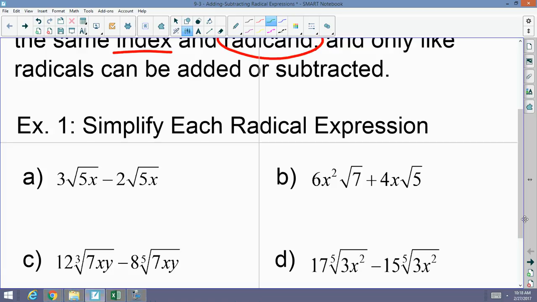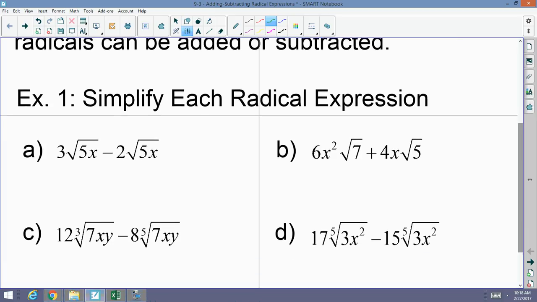So for example, let's simplify each radical expression. All right, here you got 3 square roots of 5x minus 2 square roots of 5x. Pretty simple. This is going to equal 1 square root of 5x. Remember that there is an invisible 1 there. Okay, nice and easy.